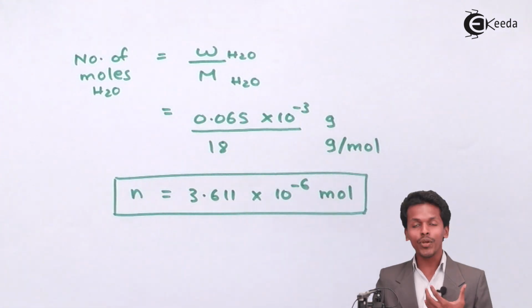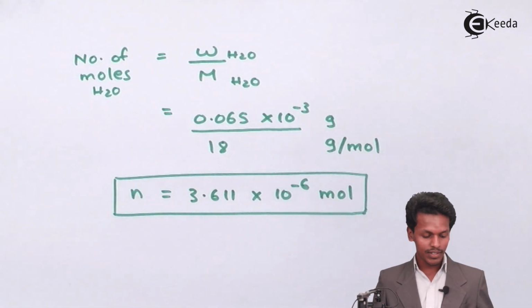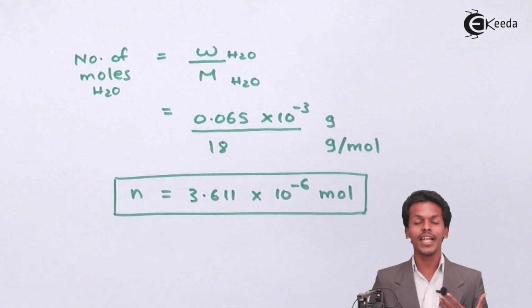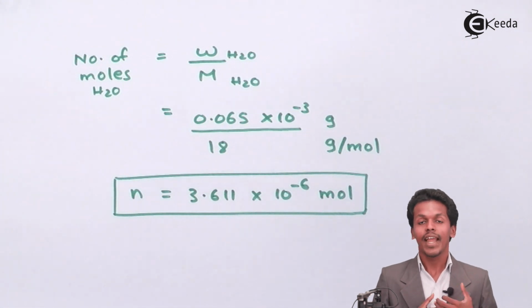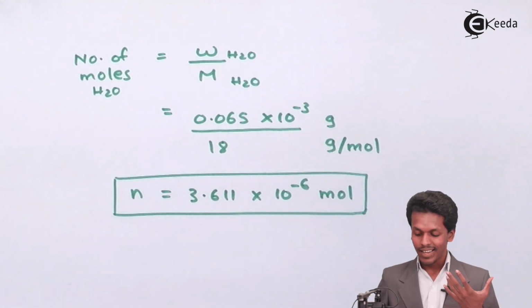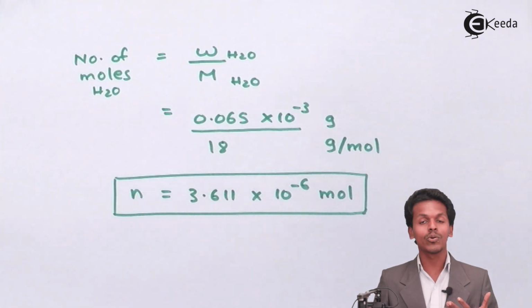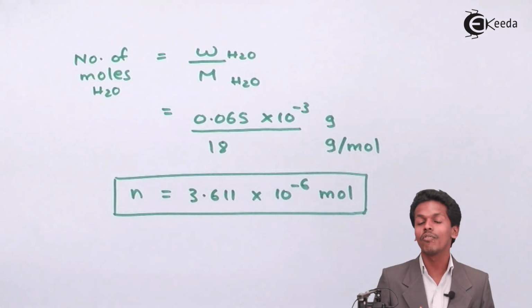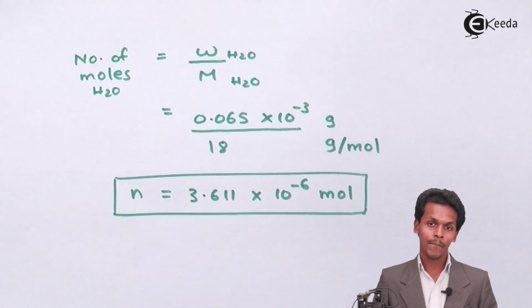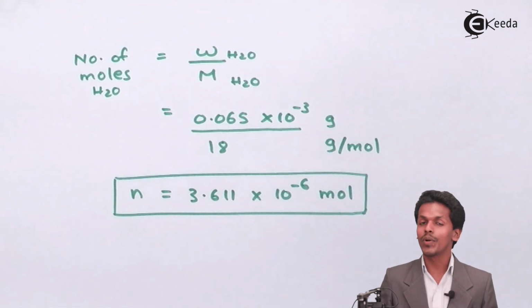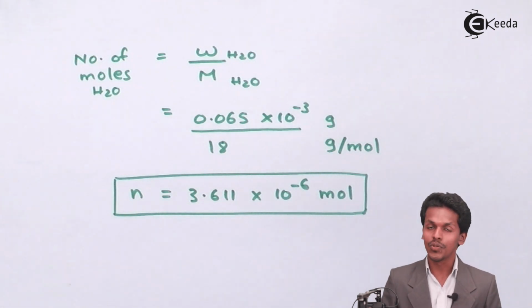That means for 0.065 into 10 raised to minus 3 gram, I am saying that 3.61 into 10 raised to minus 6 is the number of moles of that water. And this is how we have calculated the number of moles.